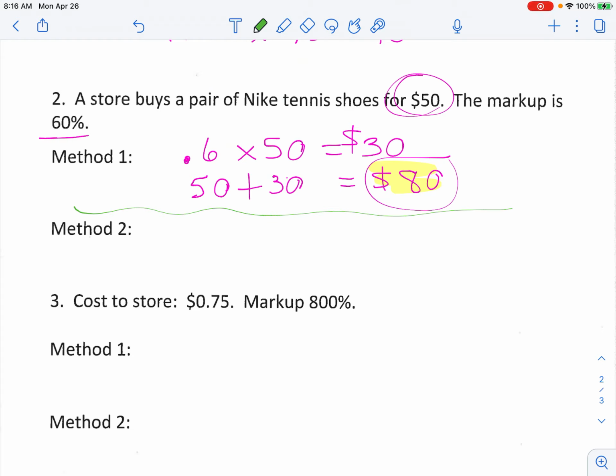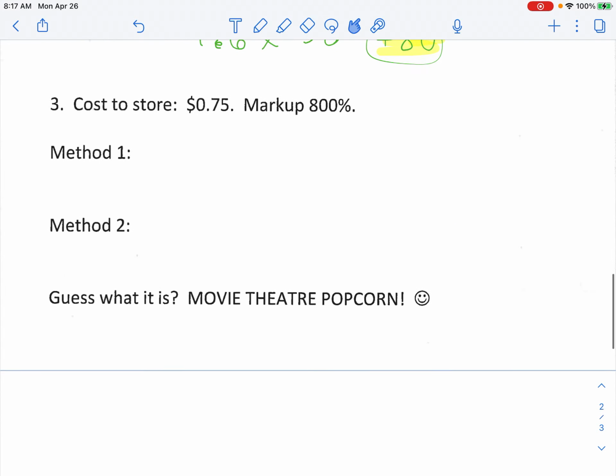Method 2, again, they're going to charge you at least 100% of what they paid, which was the $50, and they're marking it up 60%. So 160% of the cost is 1 6/10 times what they paid, $50. So on your calculator, if you multiply 1 6/10 times 50, it tells you 80. So again, you can choose which method you prefer and go with that one.